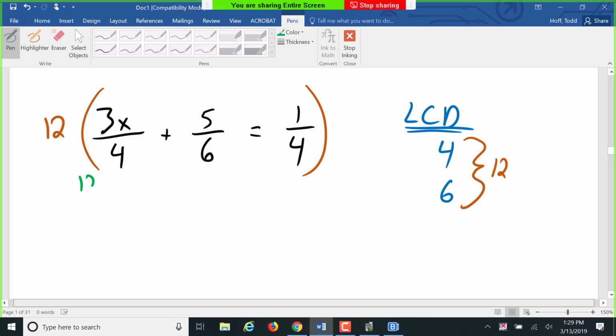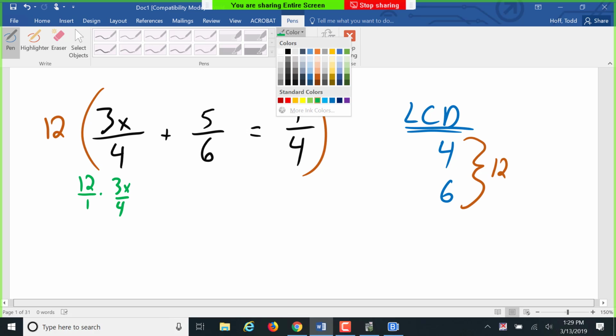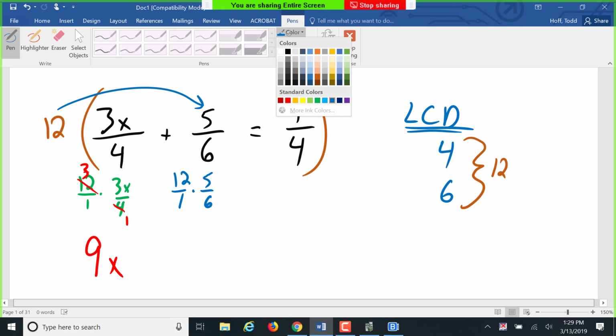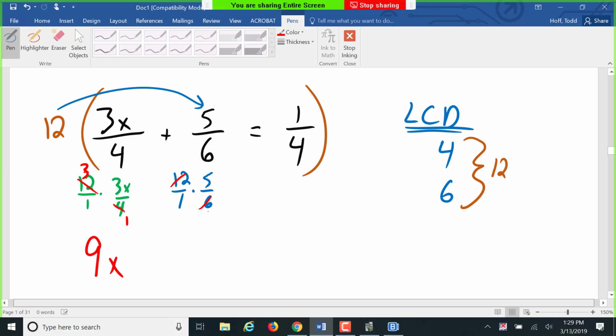If I do 12 times 3x over 4, the 12 and the 4 will cross cancel, give me 1 and 3. 3 times 3x is just 9x. If I do 12 times 5 sixths, 12 over 1 times 5 over 6, 6 and the 12 cross cancel, give me 1 over 2, or 1 and 2. 2 times 5 is just 10.